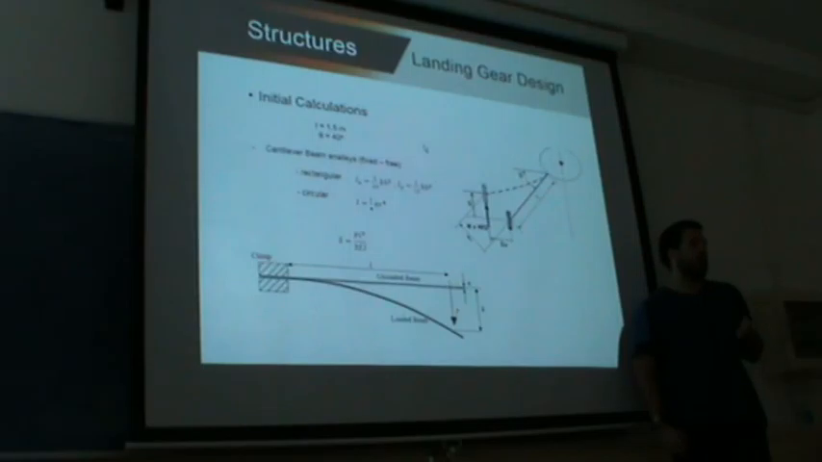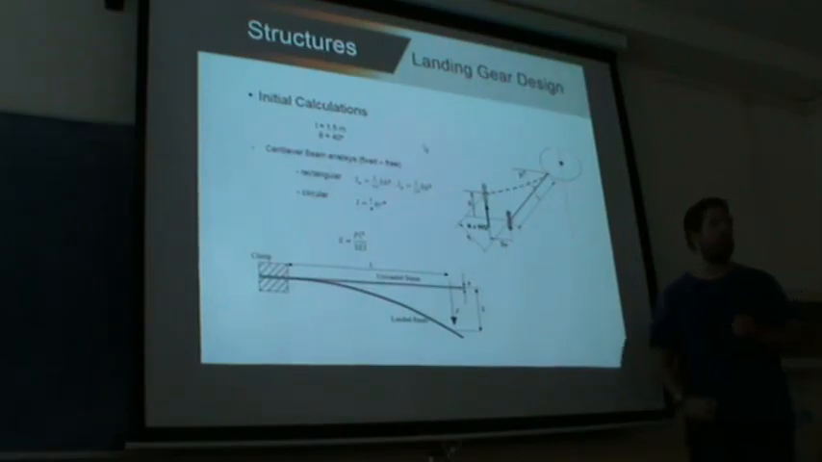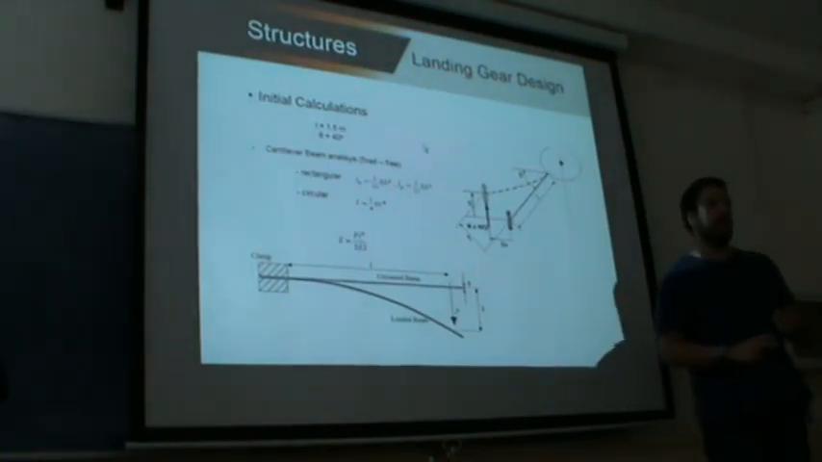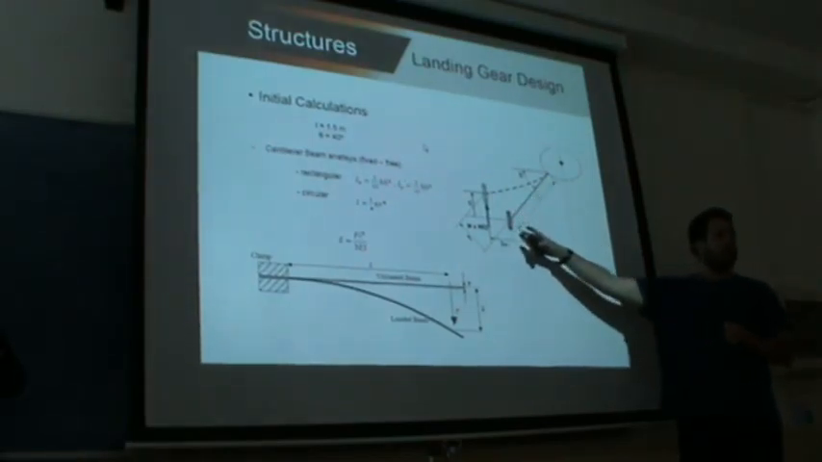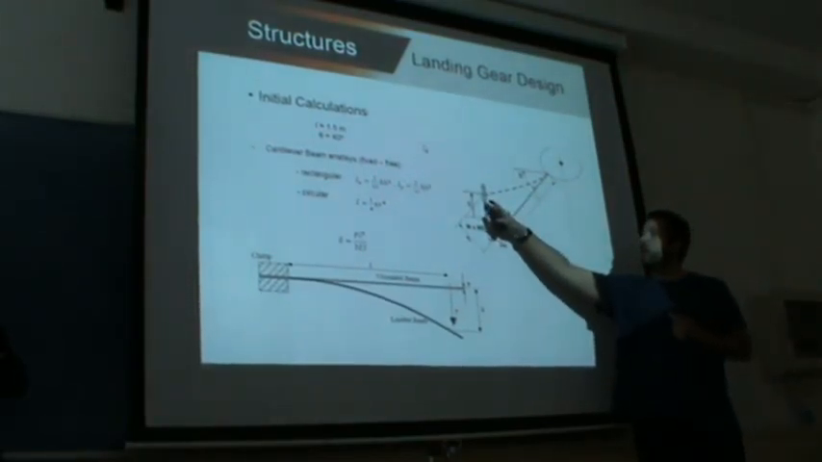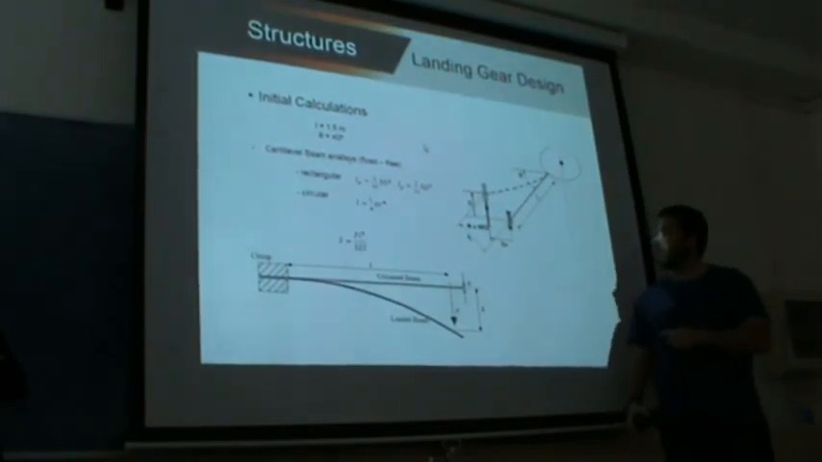Okay, for the initial dimensions and calculations, a spring leaf landing gear operates just as a spring. It absorbs the shock by way of elastic deformation. So this is the initial configuration of the gear, and this would be the distribution with the loads applied.